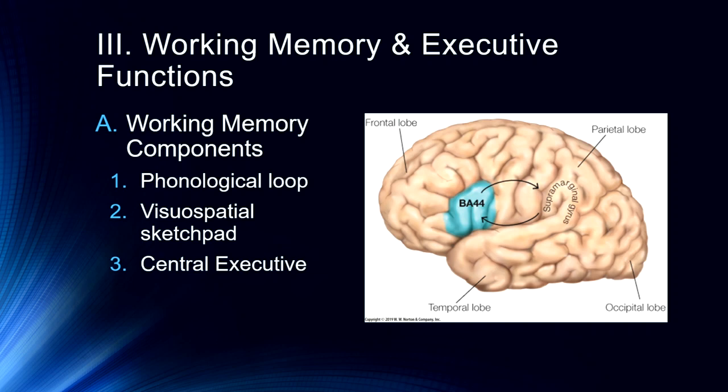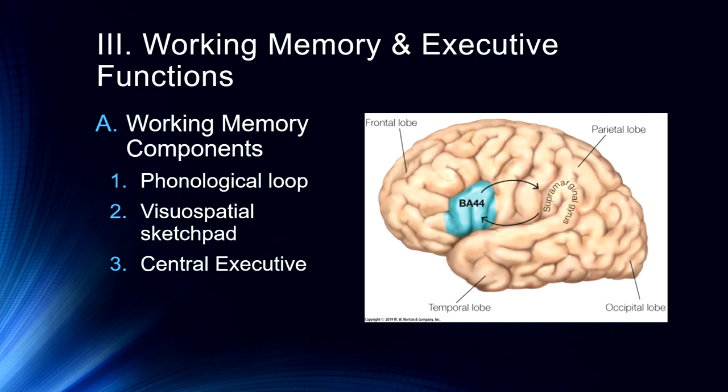And so it's essentially a loop that involves the language centers, which we'll be talking about very shortly. This is generally left hemisphere, which is where most of our language tends to be, involving Brodmann's area 44. You can see right there at the frontal temporal junction, and then also there at the temporoparietal junction. So this is really our language centers that are involved in the phonological loop.